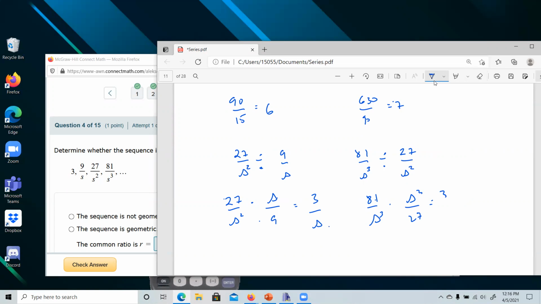Okay, there's 3. And then s squared over s, right? Something like that. Okay, so there we have it. Oh, I should have looked that one up. I forgot to.